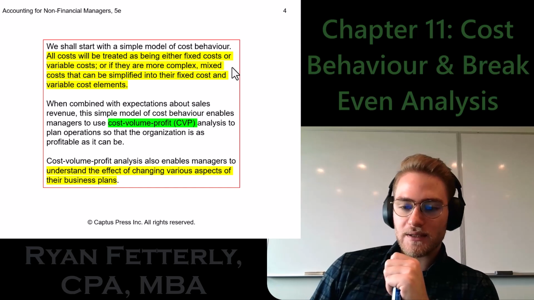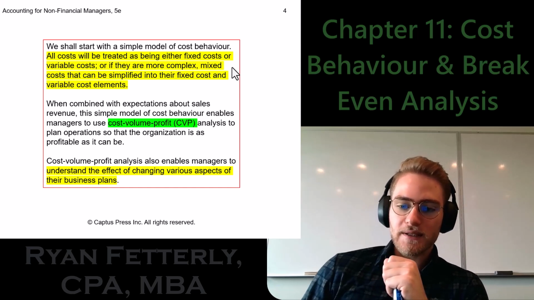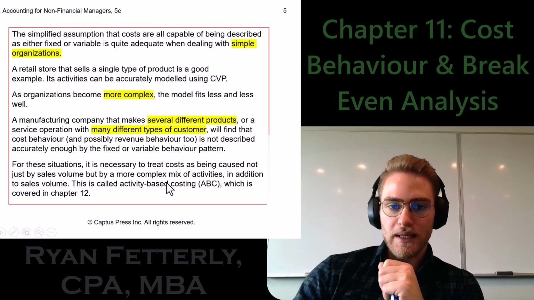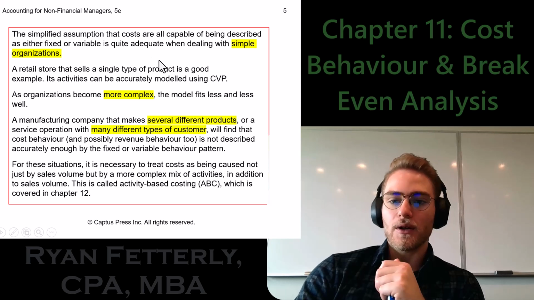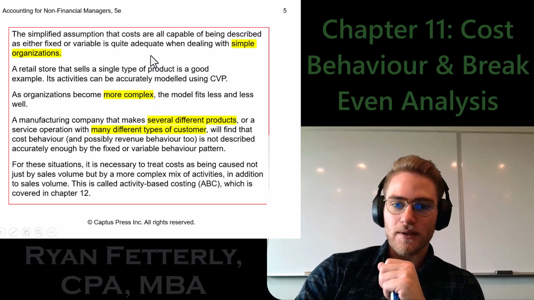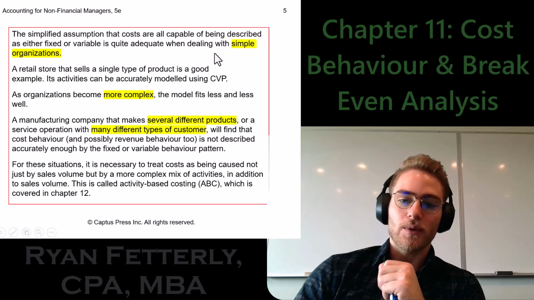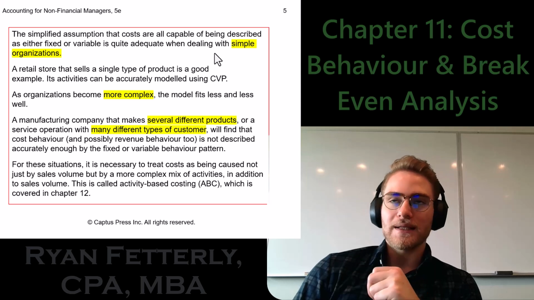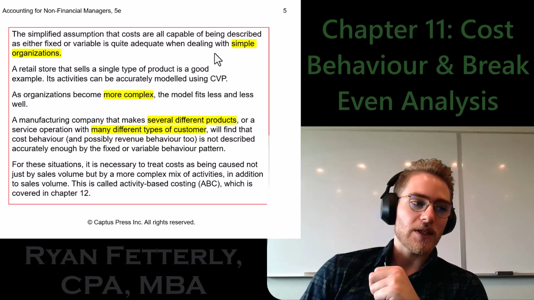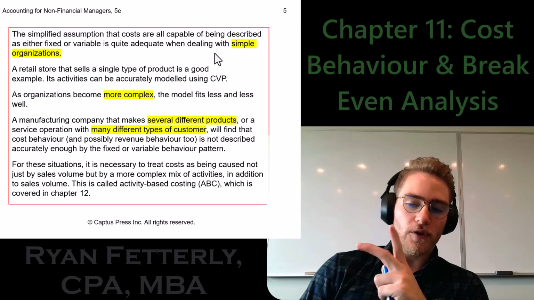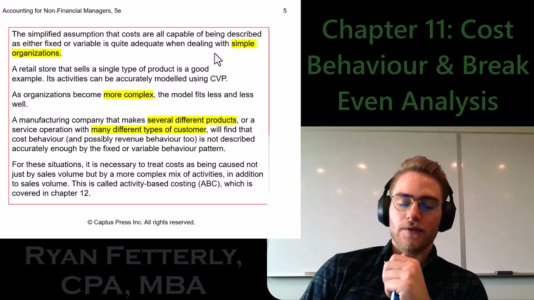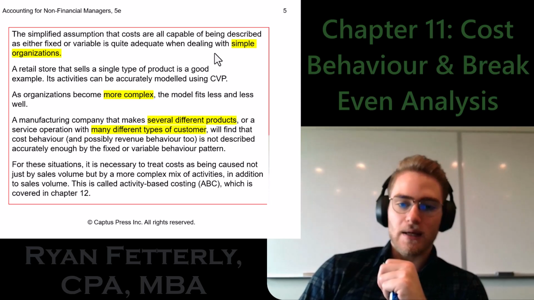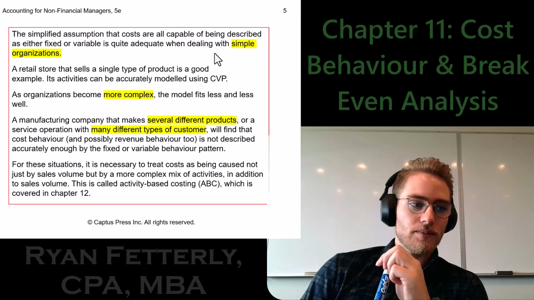Cost, volume, profit analysis also enables managers to understand the effects of changing various aspects of their business plans. The simplified assumption that all costs can be described as either fixed or variable is quite adequate when dealing with simple organizations. As we move on to more complex organizations, this becomes less and less true, especially with mixed costs. But when you're first starting out, a very simple fixed versus variable cost model can usually give you somewhat accurate analysis as to what your performance should and shouldn't be.